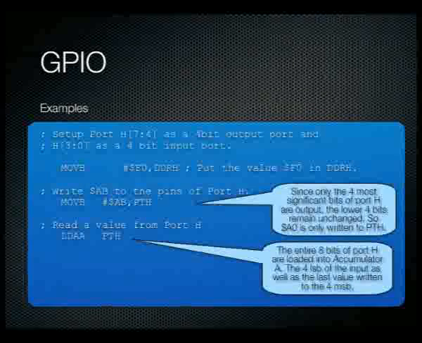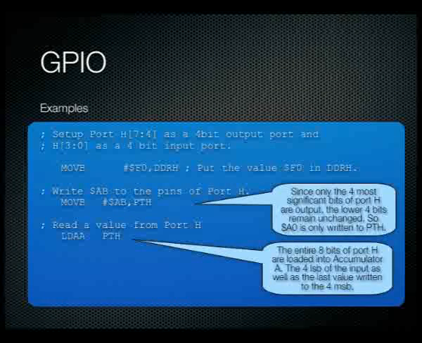So another example, what I can do is I can actually set up port H. I can set the top 4 nibble as output and the lower 4 nibble as input, and therefore store that value onto the data direction register, and therefore set up that port H as top 4 output, bottom 4 as input. So therefore I can then write AB to the pins of port H.